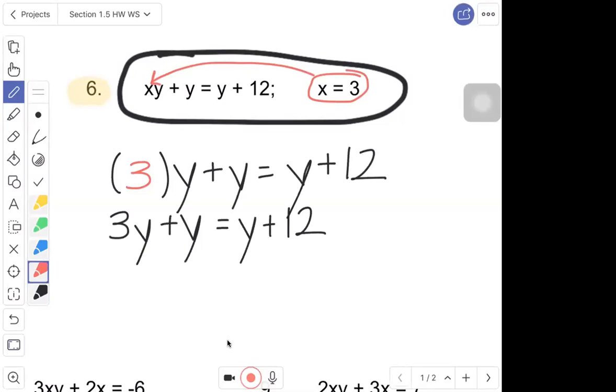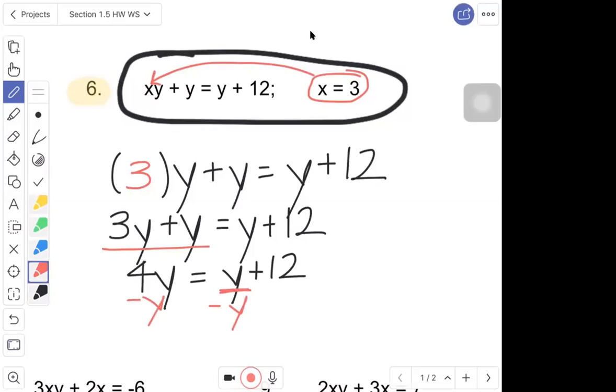So on the left-hand side here, we have 3y plus y. What will that give us? 4y. 4y? Yes, good. We have that equaling y plus 12. And we want to combine our variable y. We want to get them all together. So if we have one y on the right-hand side here all alone, we want to combine it on the left-hand side. So we're going to subtract y from both sides so that we have all of our y's on the left.